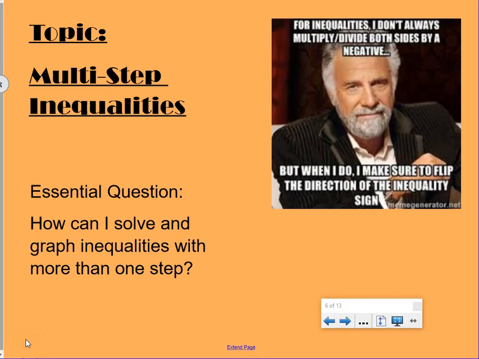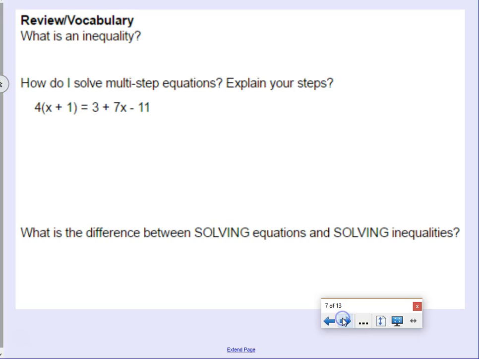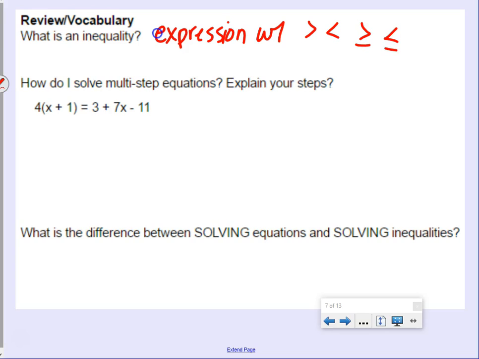Today our topic is multi-step inequalities. So our essential question is, how can I solve and graph inequalities with more than one step? Review. What is an inequality? It is an expression with the signs greater than, less than, greater than or equal to, less than or equal to.